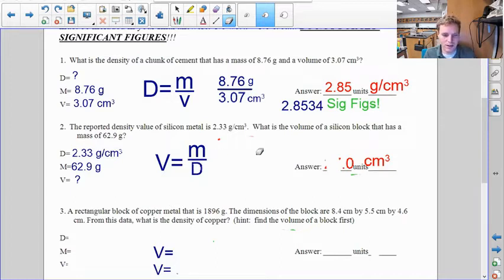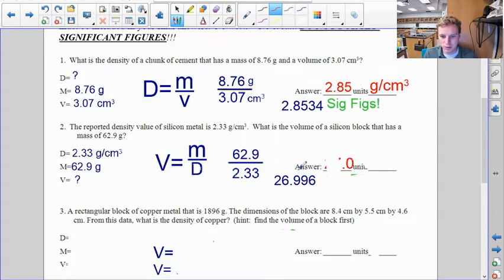So now I can plug things in. So that's going to give me 62.9 over 2.33. So my calculator tells me 26.996. Again, remember, 3 sig figs divided by 3 sig figs. I'm allowed to keep 3 sig figs. So 26.996, you round after that first 9. So this is where you're rounding after.